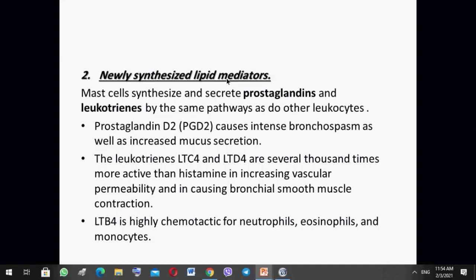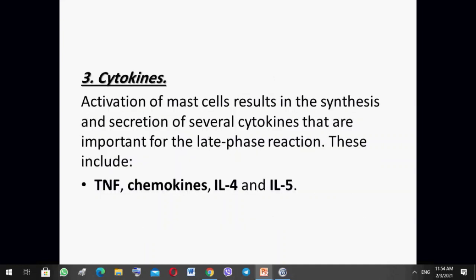We have also newly synthesized lipid mediators, and the mast cells can synthesize and secrete prostaglandins and leukotrienes by the same pathway as other leukocytes. And prostaglandin D2 will cause bronchospasm as well as increased mucus secretion, while leukotrienes C4 and D4 are several thousand times more active than histamine in increasing vascular permeability and also causing smooth muscle contraction. Leukotriene B4 is a chemotactic factor for the neutrophil, eosinophil, and monocyte, as you know.